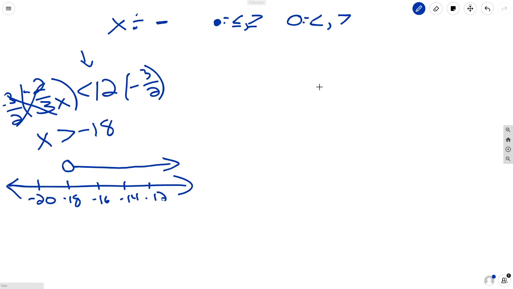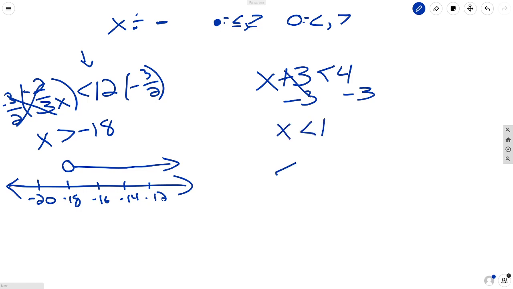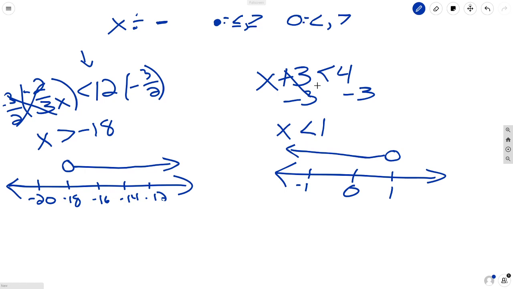Alright, what if we had a problem with x plus 3 less than 4? Alright, same thing. We solve it just like any other equation. I'm subtracting 3. So the sign stays the same. And it's just x is less than 1. So open circle because it does not include the number, but it includes everything less than 1.